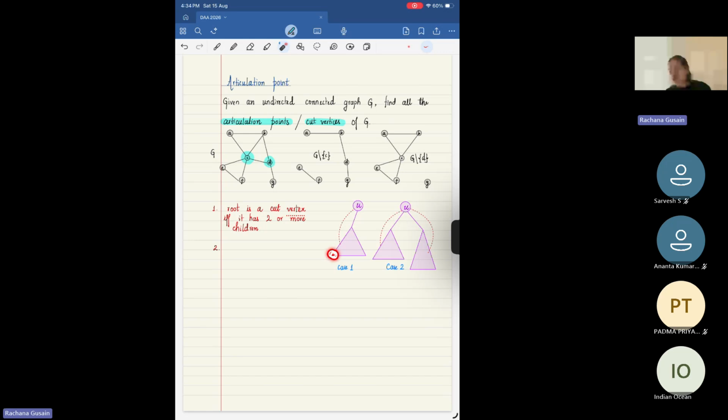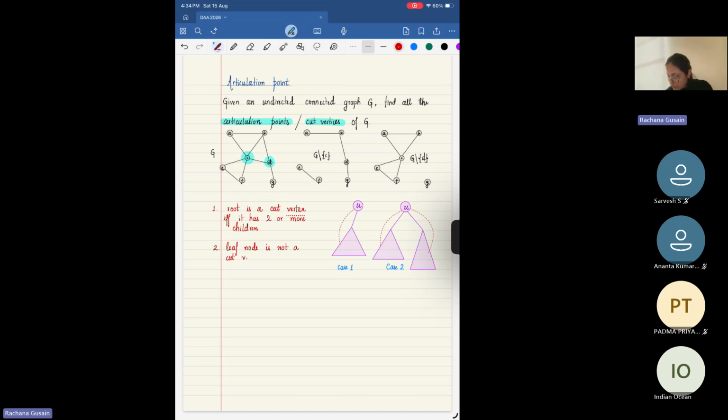All you will have is that a leaf node is connected to its parent. It might have a back edge going to an ancestor, but if you remove it, nothing is going to disconnect. Is that clear? Yes, ma'am. Yeah. A leaf node is not a cut vertex.